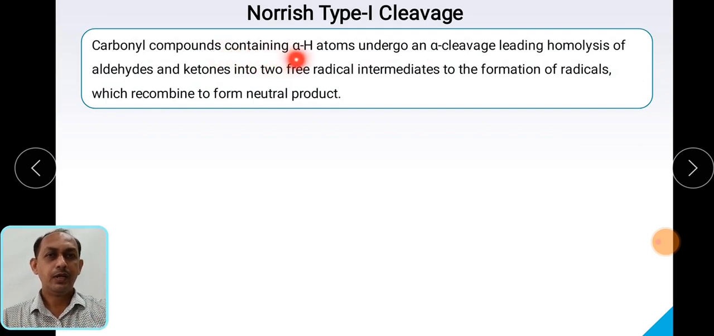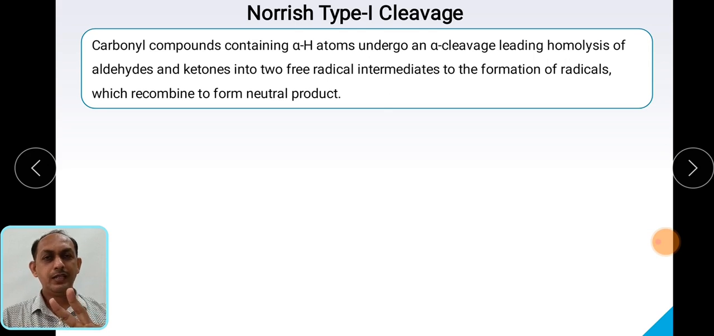The carbonyl compound containing alpha hydrogen atoms, just like acetone, they undergo alpha cleavage leading to homolytic fission of aldehydes and ketones, and as a result of that there exists formation of two free radical intermediates, and these free radical intermediates or radicals, they again combine and they form the neutral products. Basically in this particular cleavage you will experience that the bond between carbonyl carbon and next carbon undergoes breakdown, and due to this two radicals are being formed.